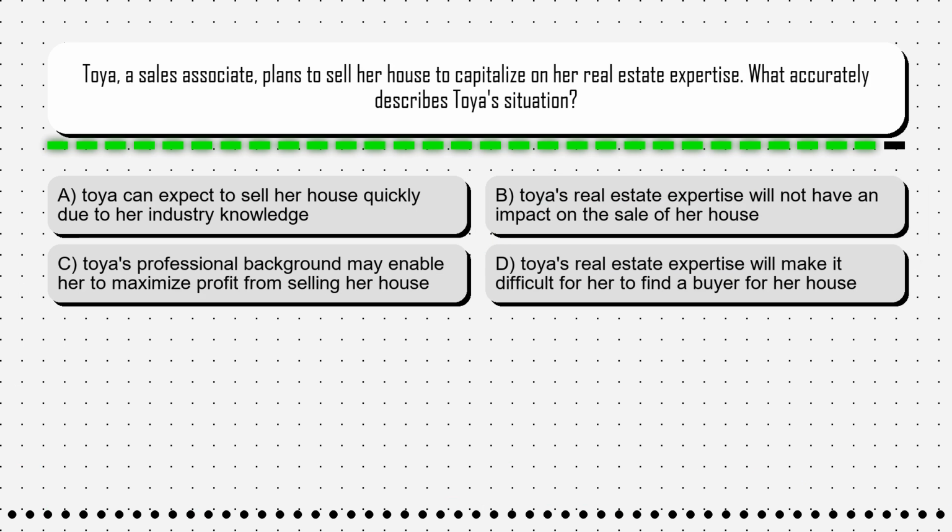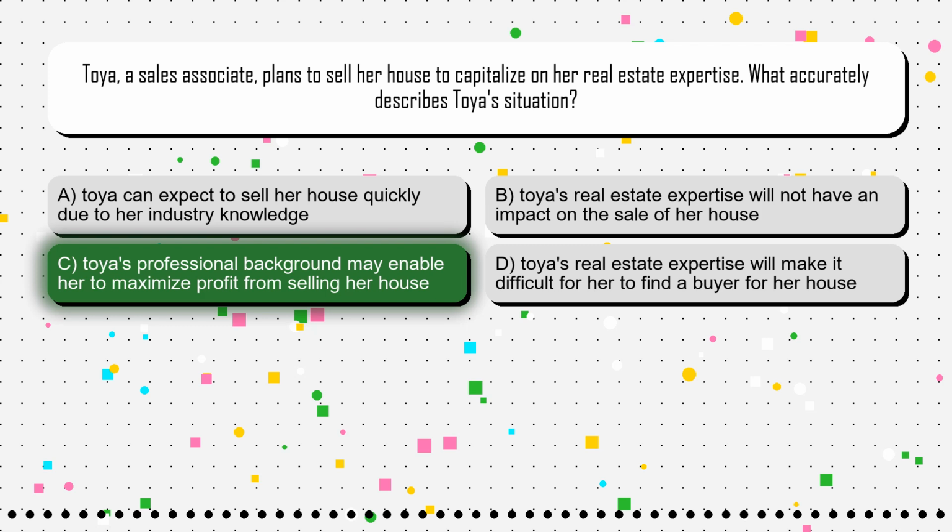Question 87. Toya, a sales associate, plans to sell her house to capitalize on her real estate expertise. What accurately describes Toya's situation? Option A, Toya can expect to sell her house quickly due to her industry knowledge. Option B, Toya's real estate expertise will not have an impact on the sale of her house. Option C, Toya's professional background may enable her to maximize profit from selling her house. Option D, Toya's real estate expertise will make it difficult for her to find a buyer for her house.